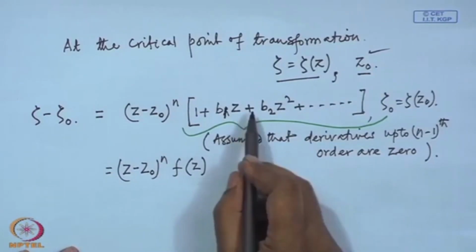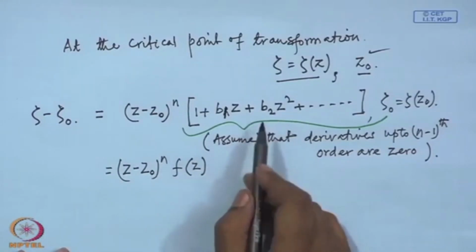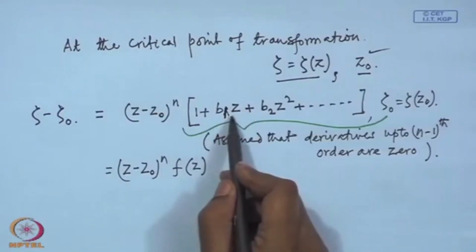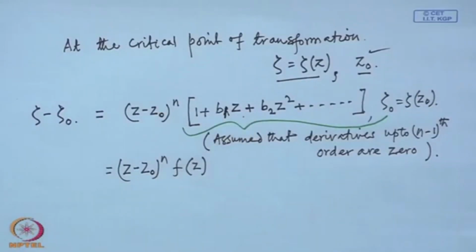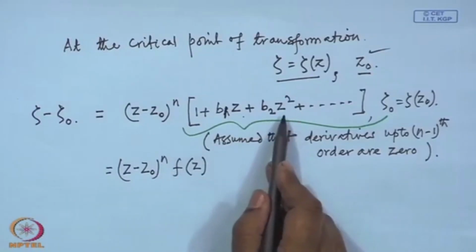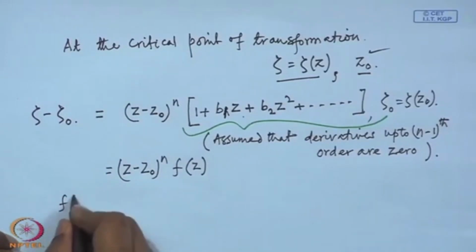Now, this f z is of course again analytic, and it has no critical point, because we have already assumed that up to the n minus 1th derivatives are 0 and the nth derivative and others are non-zero. The nth derivative is non-zero, that is what we have assumed. So, the nth derivative is basically the first derivative for this function now, hence that is not 0. So, z 0 is not a critical point for this. So, we will write f z is analytic.